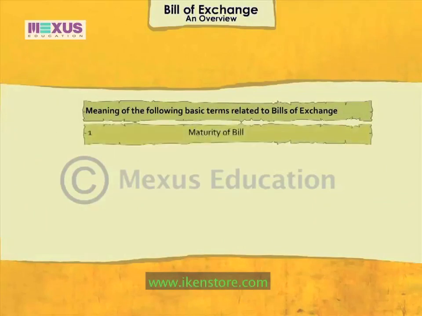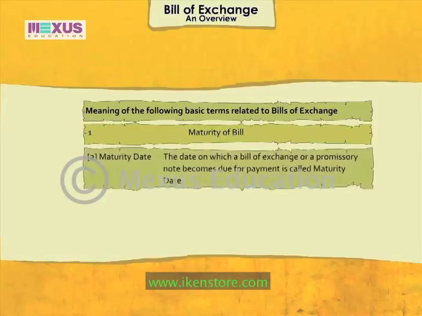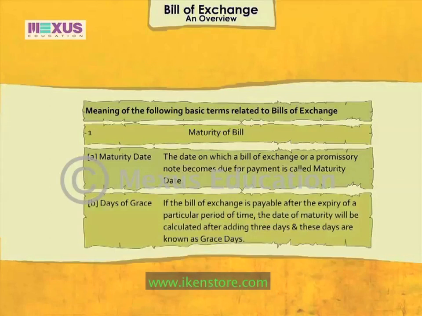1. Maturity of bill. A. Maturity date. The date on which a bill of exchange or a promissory note becomes due for payment is called maturity date. B. Days of grace. If the bill of exchange is payable after the expiry of a particular period of time, the date of maturity will be calculated after adding 3 days, and these days are known as grace days.